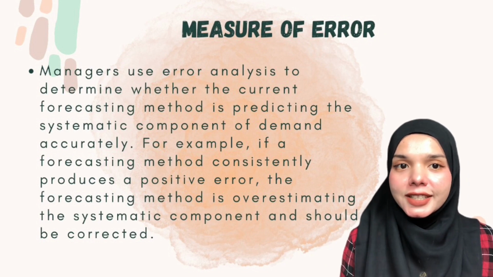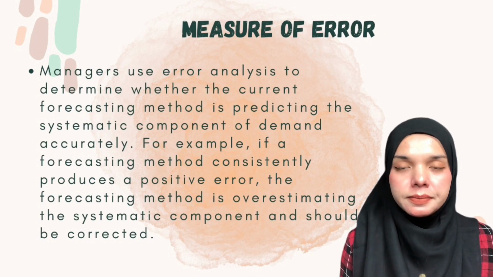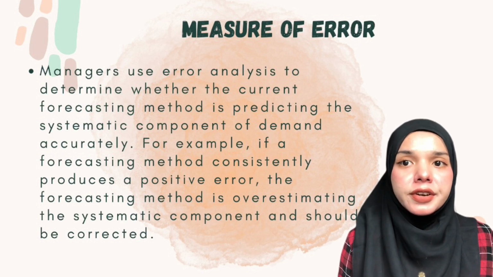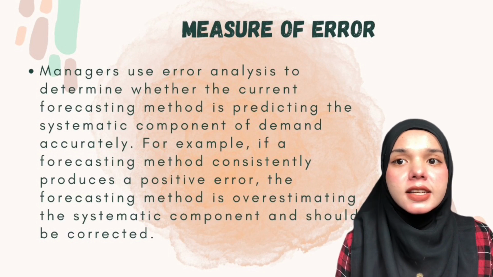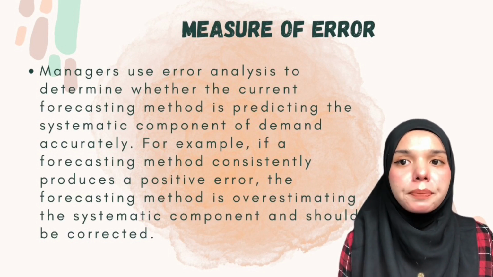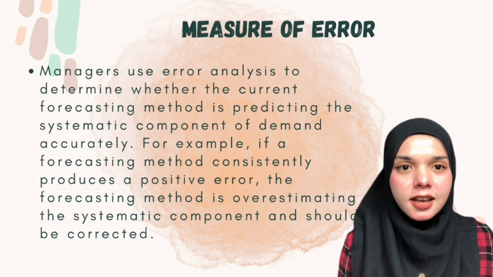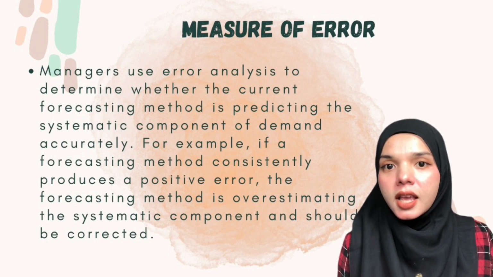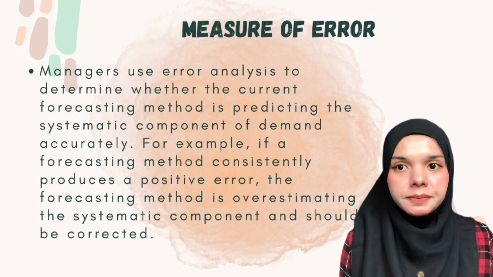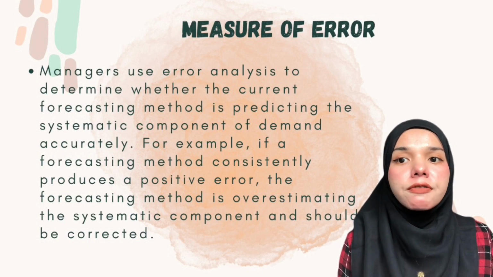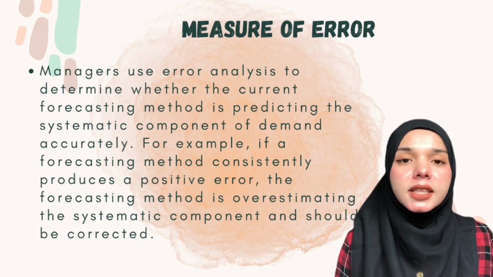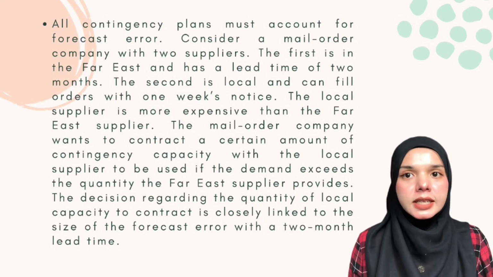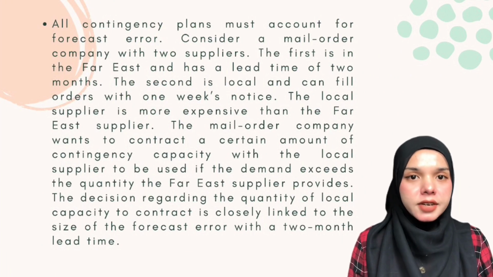The last outline for this chapter is measure of error. Managers use error analysis to determine whether the current forecasting method is predicting the systematic component of demand accurately. For example, if a forecasting method consistently produces a positive error, the forecasting method is overestimating the systematic component and should be corrected. Next, all contingency plans must account for forecast error.